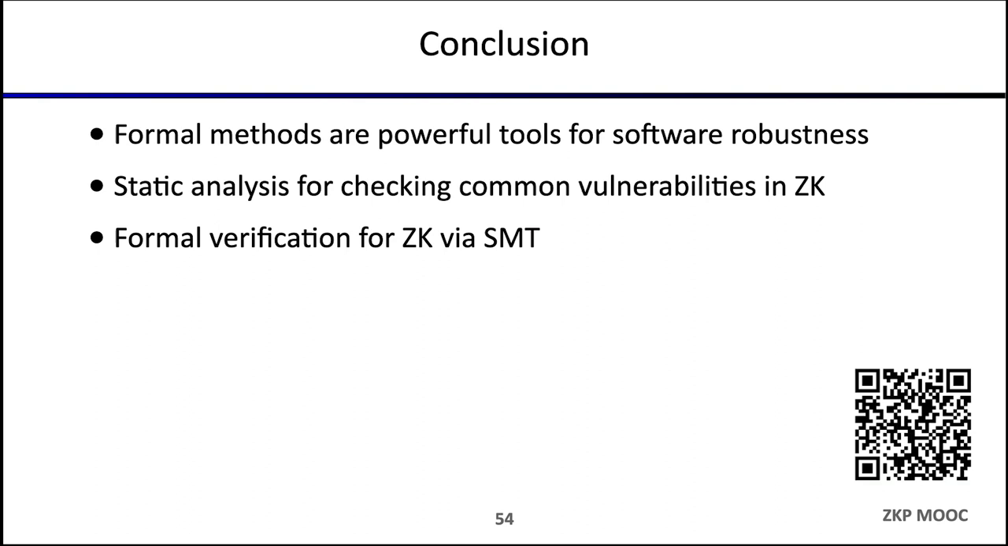To conclude, we did a very brief survey about formal methods, which provide powerful tools for ensuring software robustness. And then I went over two projects which demonstrate how formal methods can help with identifying common vulnerabilities, as well as proving the absence of certain bugs in ZK circuits. I personally believe that ZK security is an extremely important topic, yet understudied by the research community. So if you are interested in this problem domain, feel free to reach out to me.